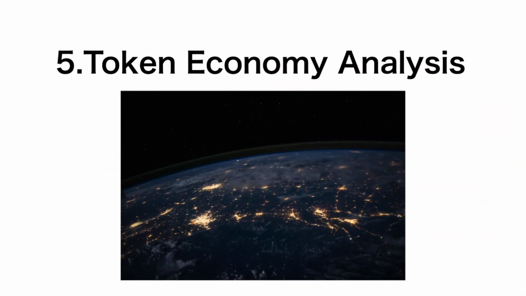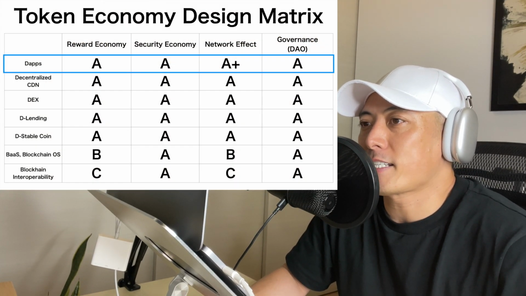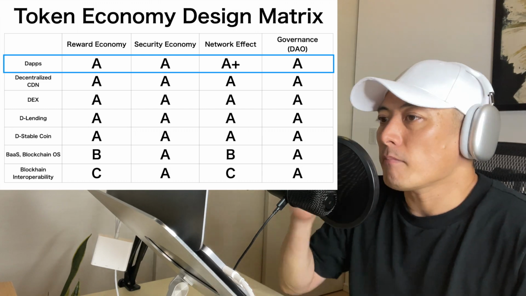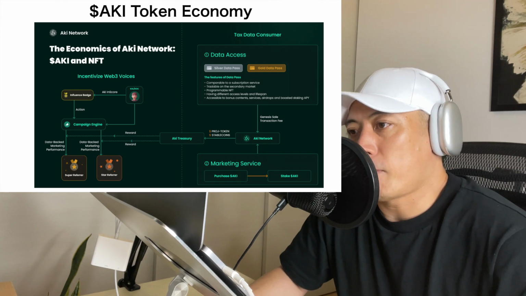Then number five, token economy analysis. So here is the token economy design matrix which I made. Their major matching category is DApps, okay? Because they are a SaaS product. That's why. Okay. Then here's the AKI token economy.